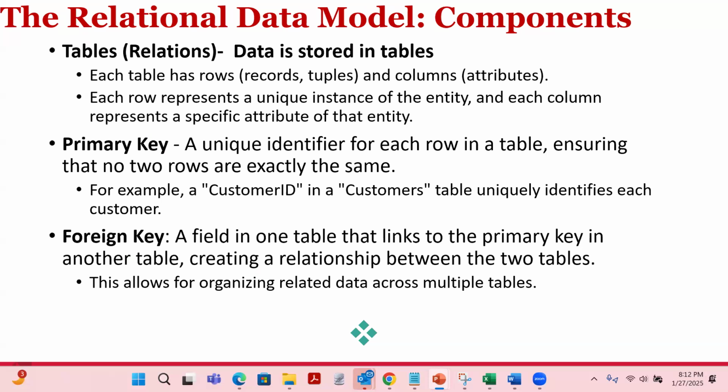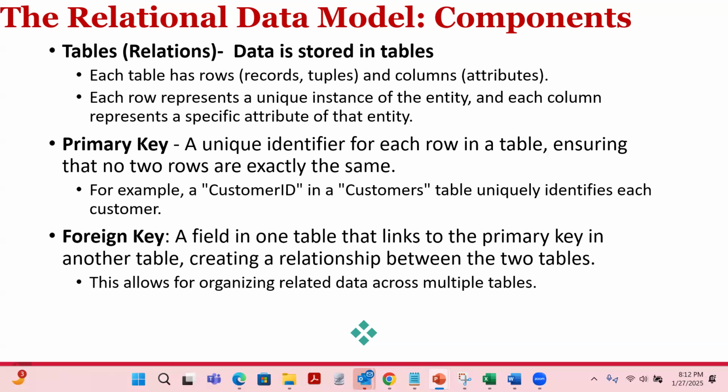They are used to store actual data. Each table has rows, as we know. Rows can be called records or tuples, and columns are attributes. Each row in the table is unique. So each row represents a unique instance of a specific entity. Each column represents a specific attribute.